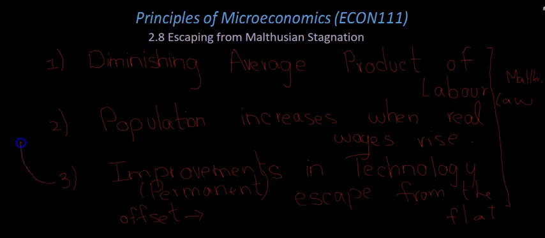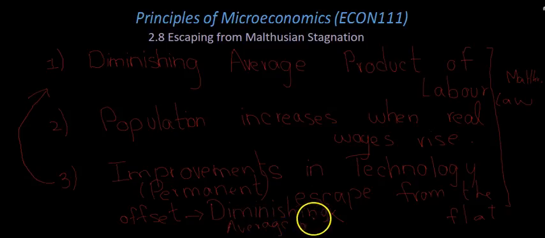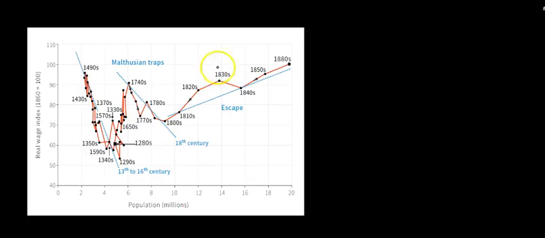So the first point actually is removed when this point 3 happens, and diminishing average product of labor in production is not now in place. It has been offset or removed by these improvements in technology that took place during the capitalist revolution. And now we are going to talk about all these years after the escape as well in this graph.